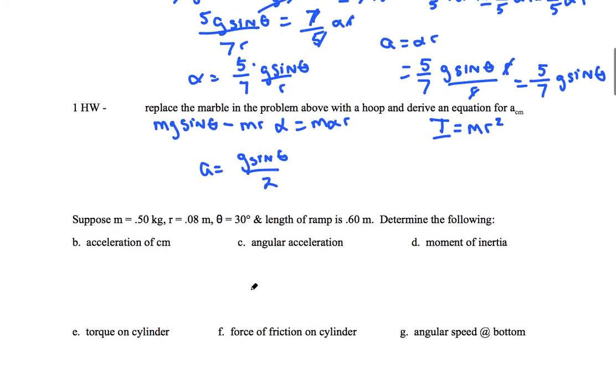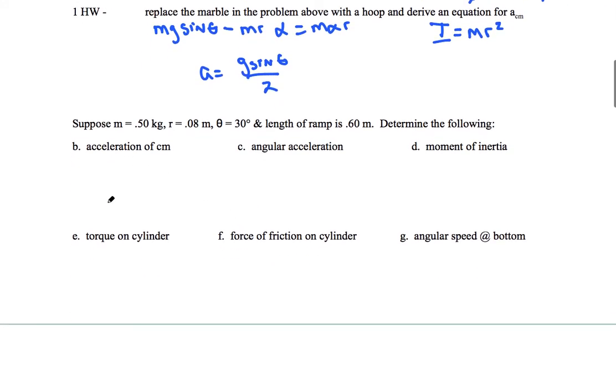Now, if I'm trying to find the acceleration of the center of mass, I could use this right here for the hoop. I have a equals g sine theta divided by 2. This is 9.8 times sine of 30, if we assume this number right here, and then we divide it by 2. 9.8 sine of 30 is 4.9, so 4.9 divided by 2 gets me, to 2 sig figs, 2.5 meters per second squared.